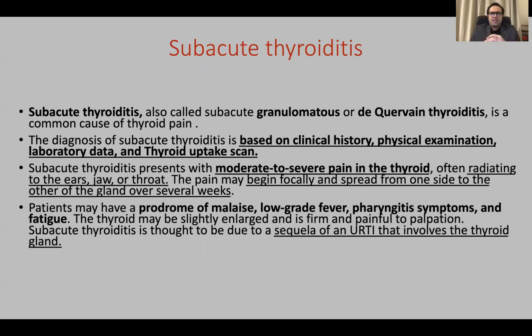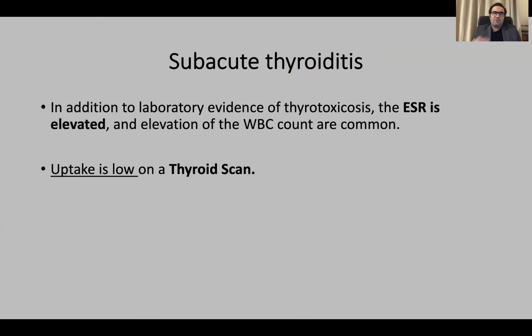Now, we will also touch upon thyroiditis, which is the subacute thyroiditis, also called granulomatous or de Quervain thyroiditis. इसमें क्या होता है कि the patient history will be most important, and examination will be important. So moderate to severe pain on the thyroid, often radiating to the ears or jaws. Usually कभी-कभी focal होता है pain और कभी-कभी spreading from one place to another, और एक prodrome of malaise, low-grade fever, pharyngitis symptoms and fatigue, followed by this thyroid pain and tenderness. It is usually considered as a sequelae of upper respiratory tract viral infection, and that involves the thyroid gland.